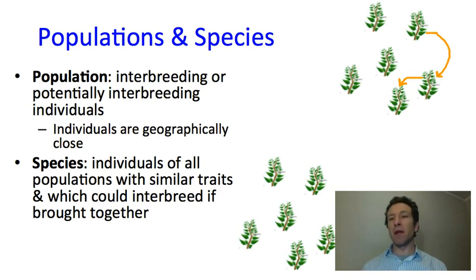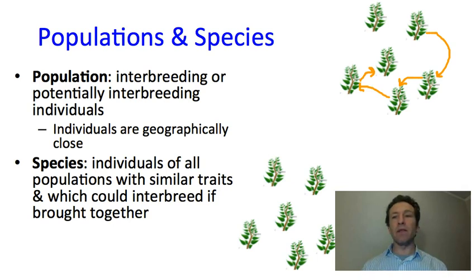That maybe this plant never actually interbreeds with this one, but at least there's the potential to do so. Maybe this one actually breeds with this one, and this one with this one. The important thing is that there's some way for all of these plants to be exchanging genes with each other due to interbreeding.